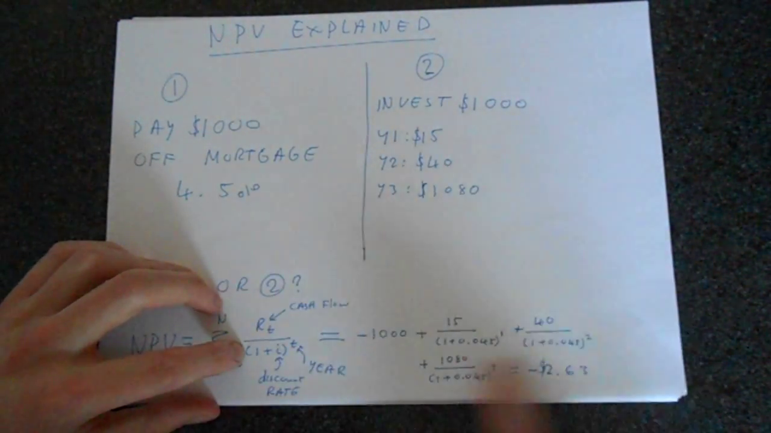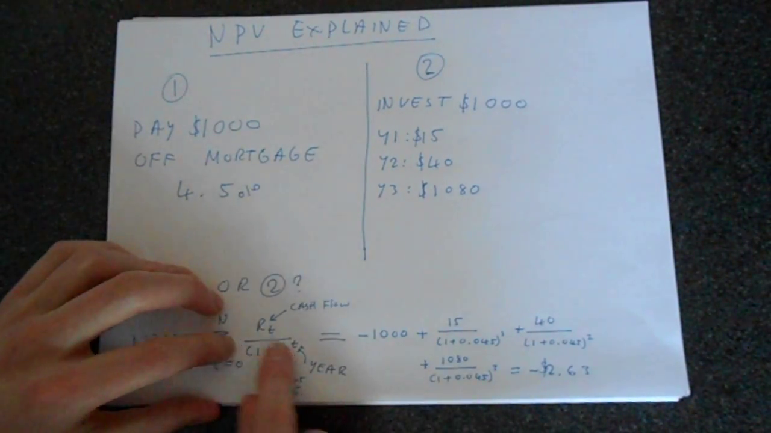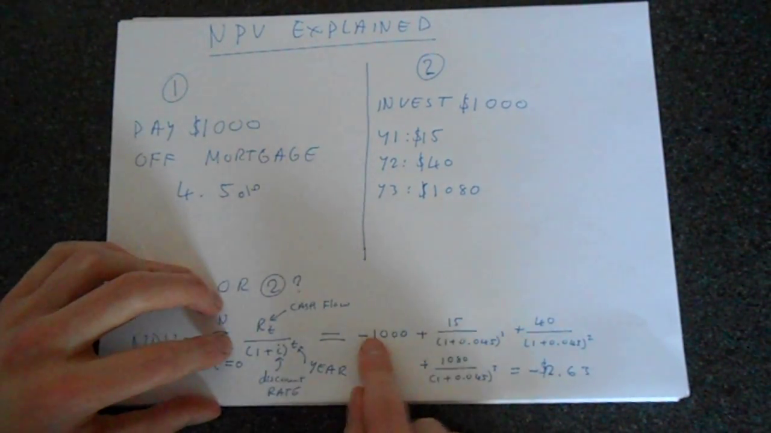So this is what we get when we expand it. You'll see the pattern here. So we've got minus 1,000, because this to the power of 0 is just 1. So we get minus 1,000.